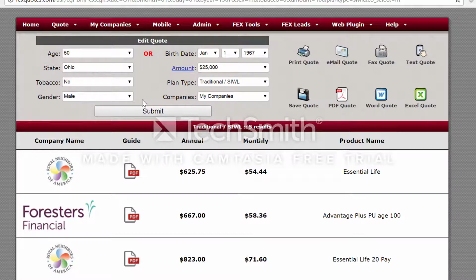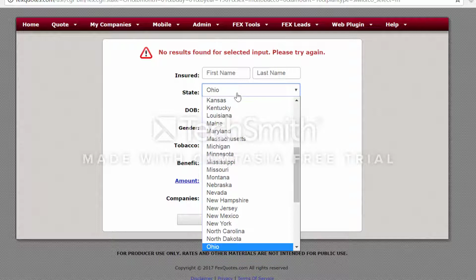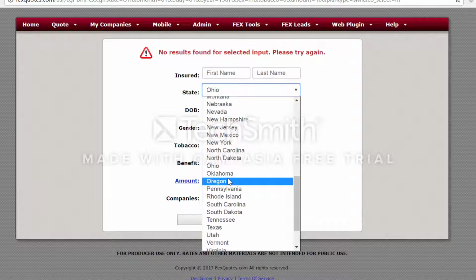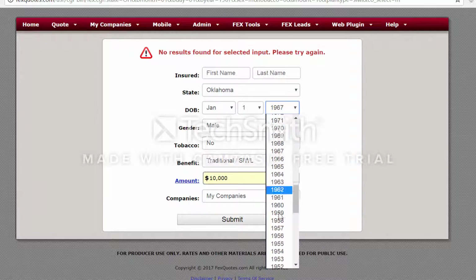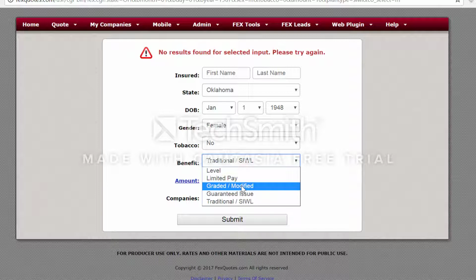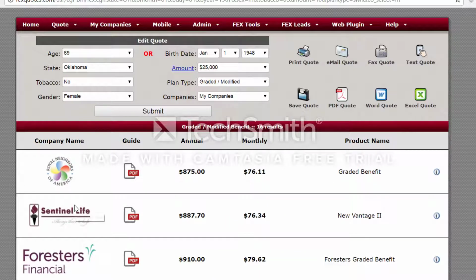Okay. Now let's go back to the rate calculator, and let's say we're not going to do Michigan. We're from Ohio. We don't play with Michigan. Let's say we're in Oklahoma, and let's say we've got an older person. Let's select like 1948, female, non-tobacco, and we know she's got some health issues, so she's probably going to be graded or modified. You click submit, and boom, there's your carriers.